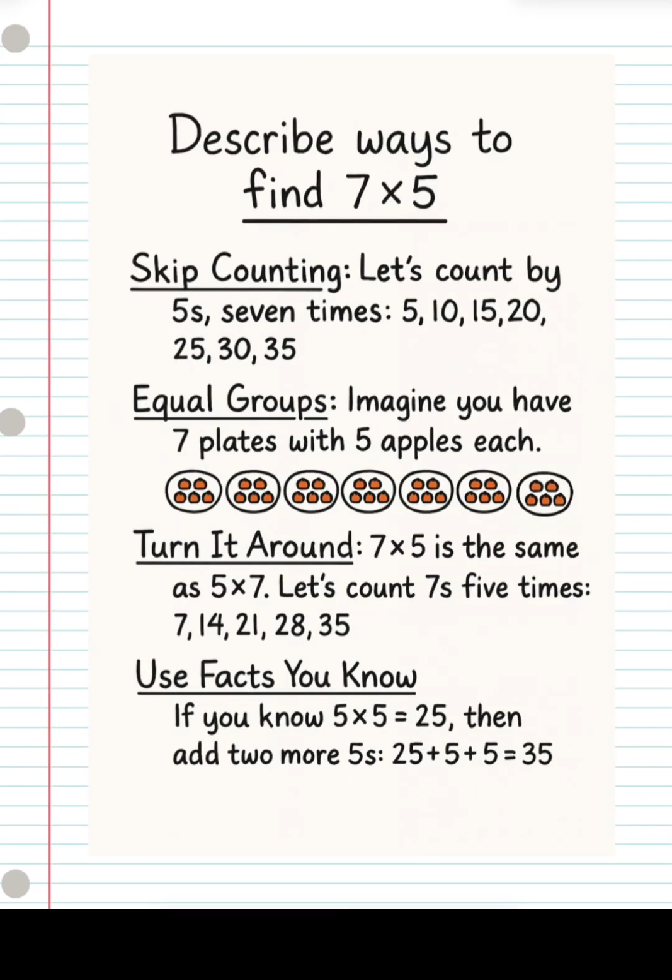So here's a summary of the ways we discussed for finding 7 times 5. Skip counting, equal groups, turning it around, and using facts you know. Feel free to take a screenshot of this so you can reference it later or practice other problems like this.